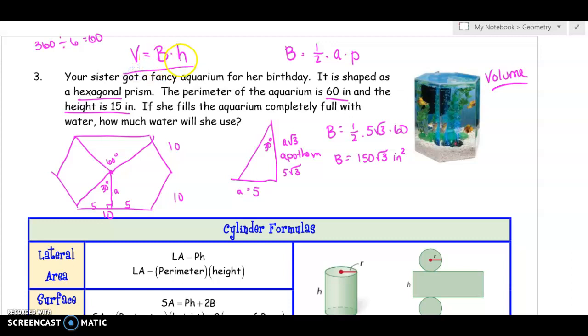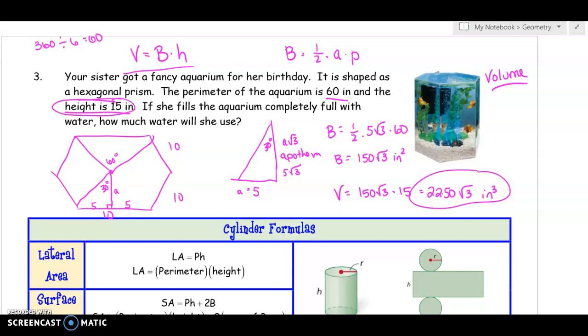Volume is area of the base times the height. Area of the base, 150 root 3, times the height of the prism, they tell us is 15 inches. Multiply that together. You're going to get 2,250 root 3 cubic inches. I think it's usually going to ask you for an exact area or exact volume or exact surface area. So leave the root 3, just multiply 15 times 150, and you get your answer.